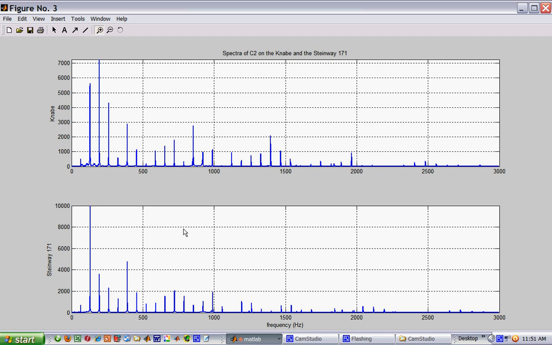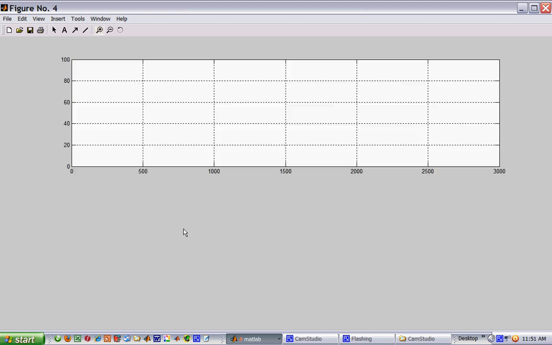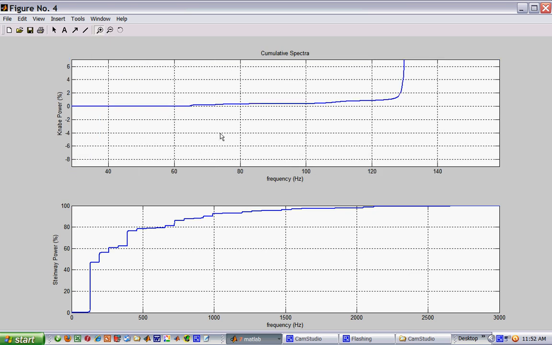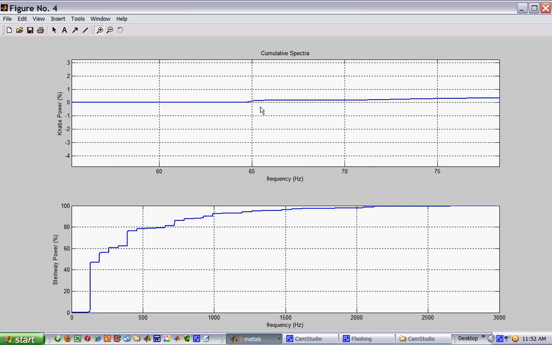Now let's take a look at the cumulative spectrum to see a little better where the contributions are coming from. Okay, here's the Knabe's cumulative spectrum. This is the cumulative power plotted versus frequency. And you can see that there's almost nothing going on here at the fundamental. No contribution at all. Take a closer look on the Knabe. You can see that at 65 hertz there's a little hiccup, a little bit of contribution, less than probably a tenth of a percent.